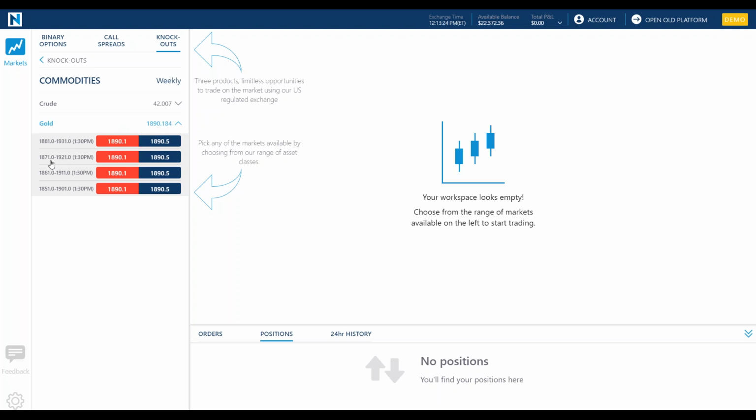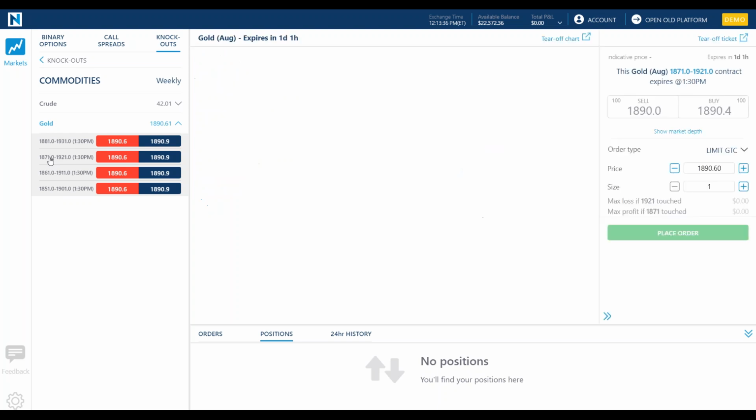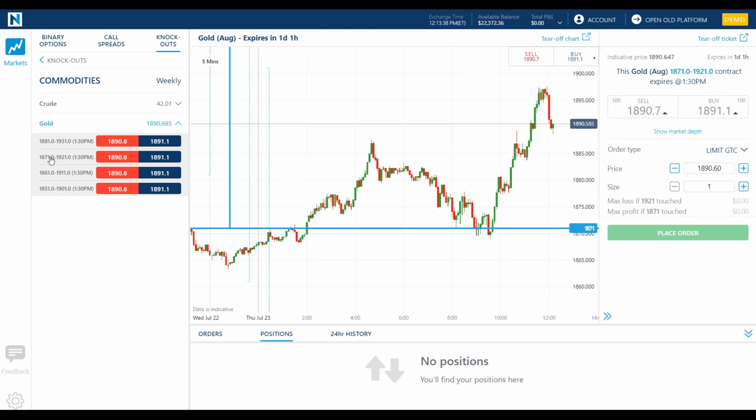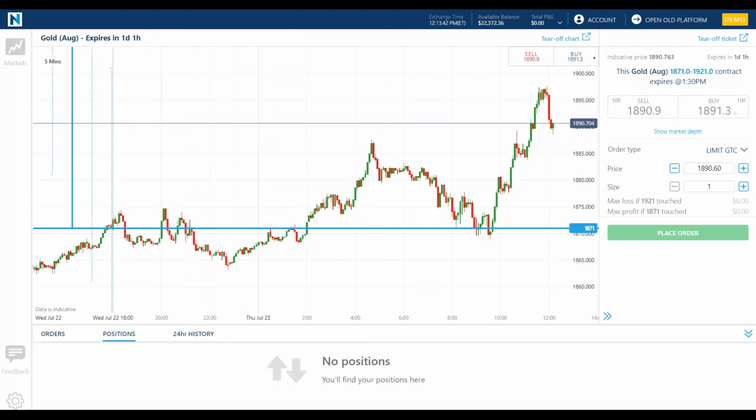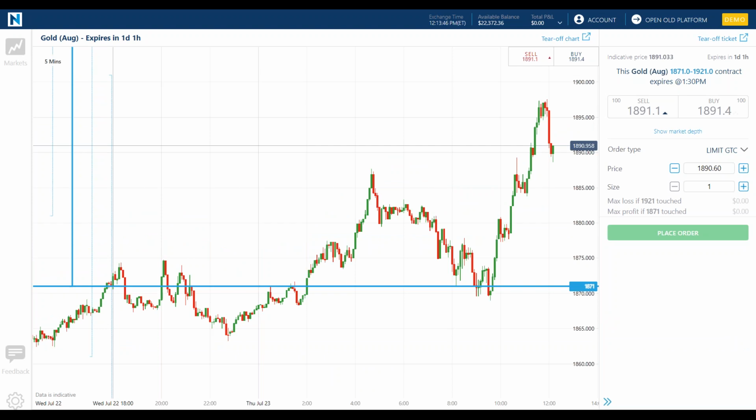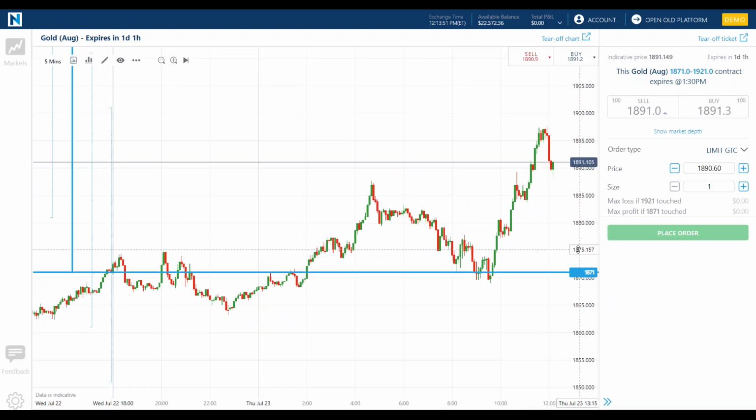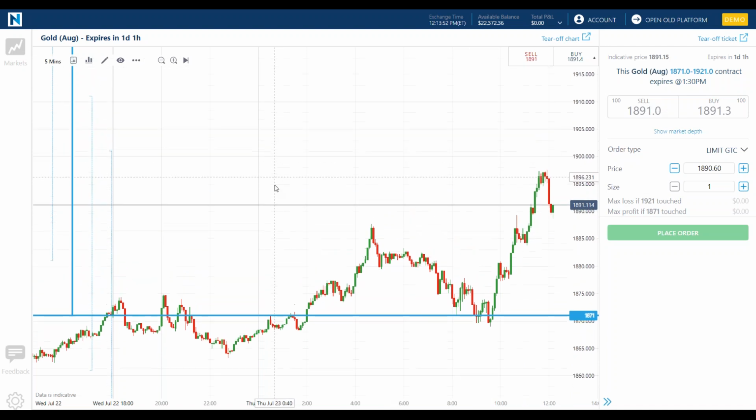So, for a knockout, I'm going to click on any one of these four. Notice there's always going to be four knockouts. We have four knockouts for every one of our knockout markets. When I click on that, I am going to bring up a chart. I am now going to go down here and hide this so that you can see more of what I'm doing. I'm even going to hide my positions page. And we are going to get a nice view, and you can see how gold has been rallying.